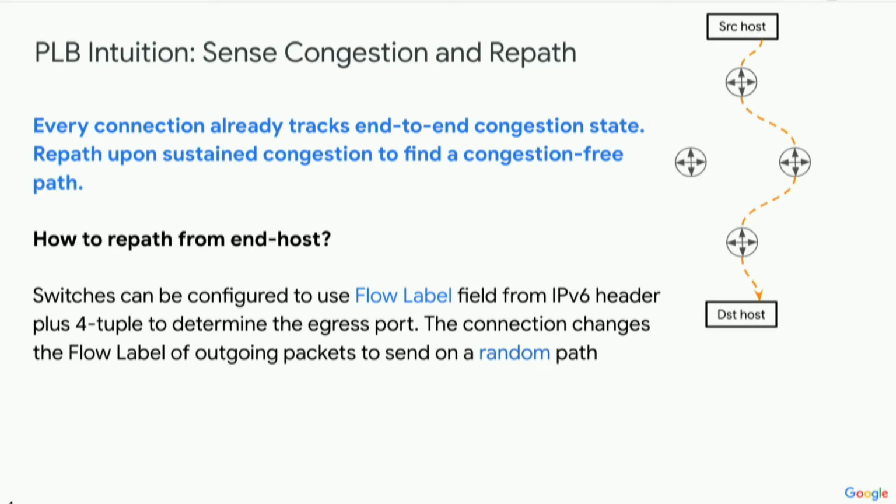In this example, I'm showing that this orange dashed line shows one flow flowing from a source host to a destination host through the specified path. And as step one, you sense congestion, and that triggers a flow label change, which probabilistically changes the path to a more congestion-free path.